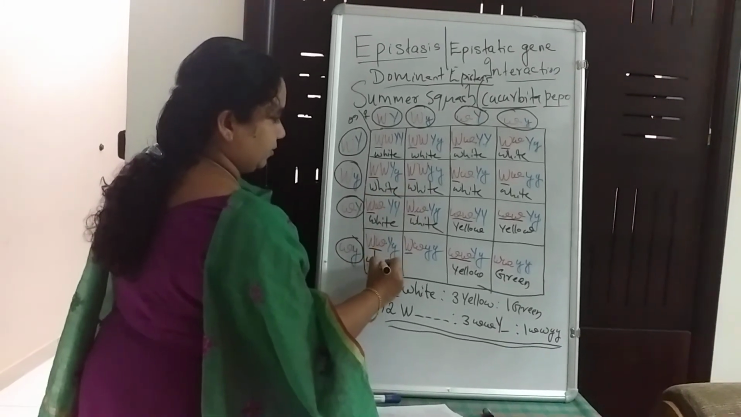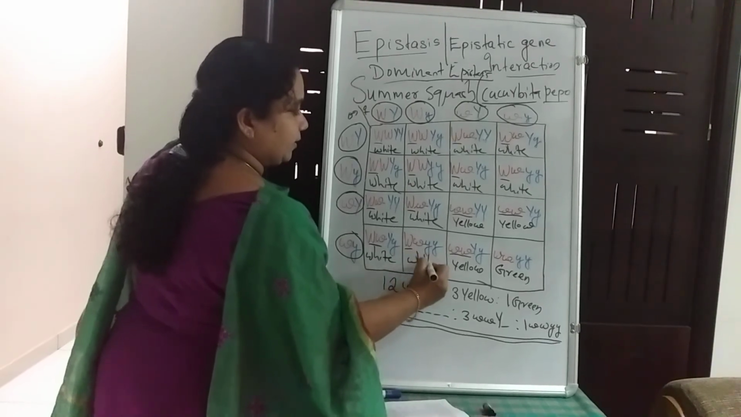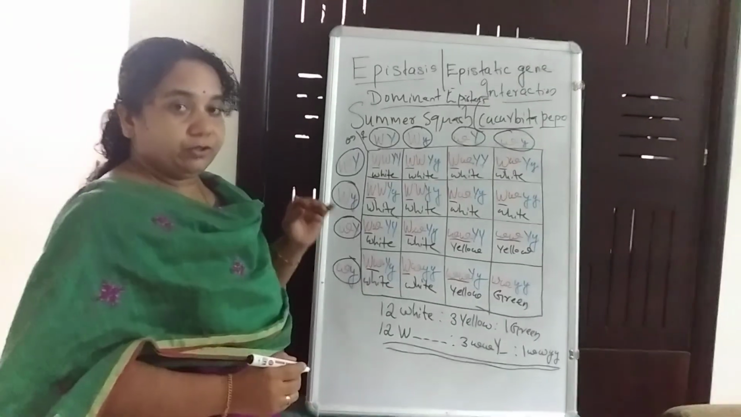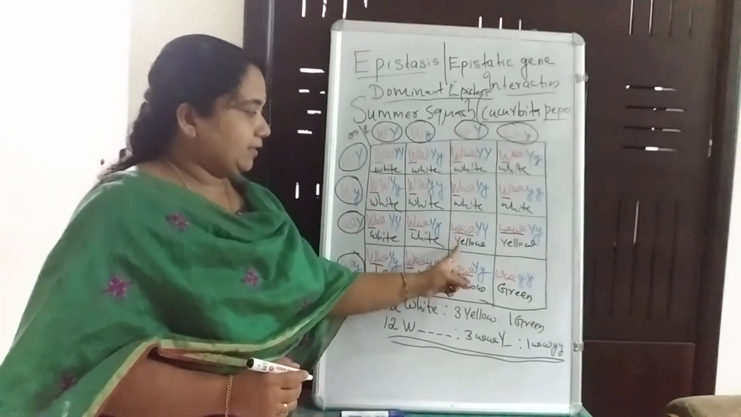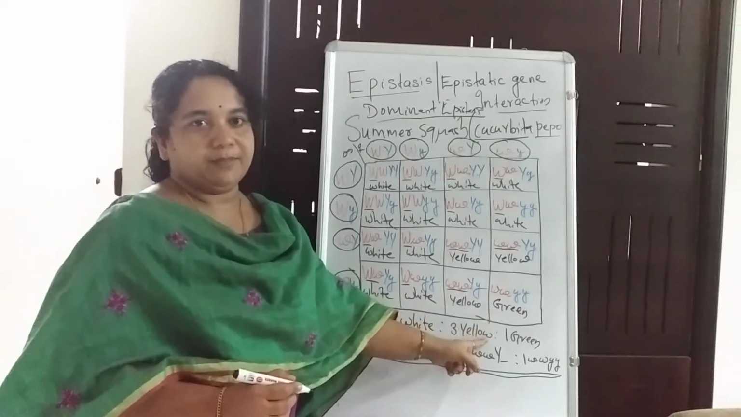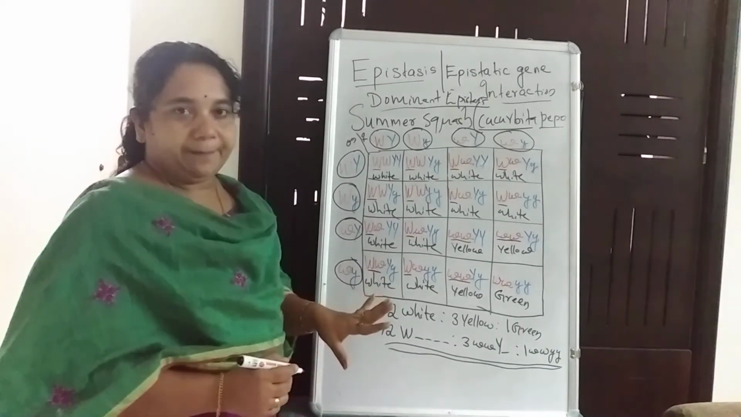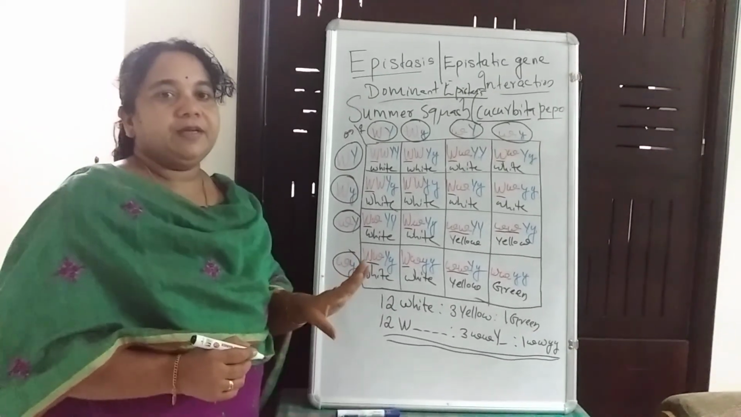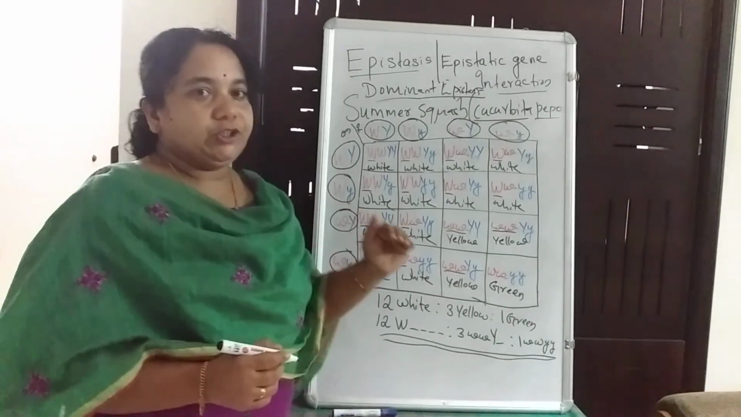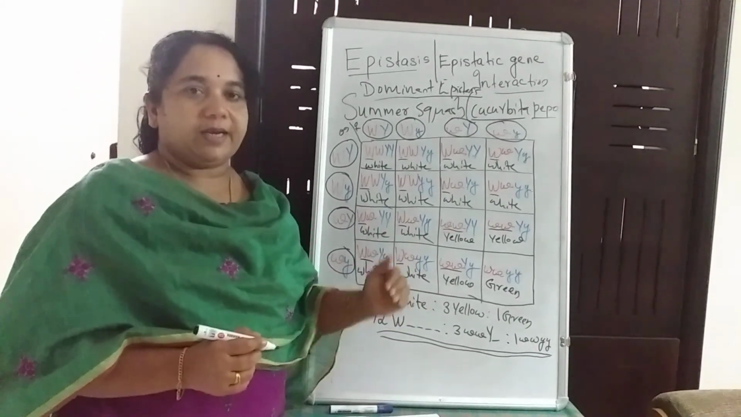White. Don't memorize and write this. You have to simply identify where the difference is. Here the difference is in these 4 columns. So this is the dominant epistasis. Okay, today I am winding up. So the phenotypic ratio is 12 is to 3 is to 1.